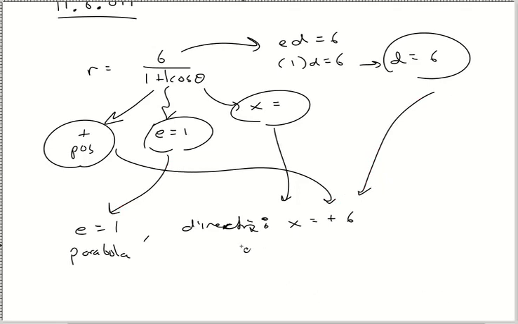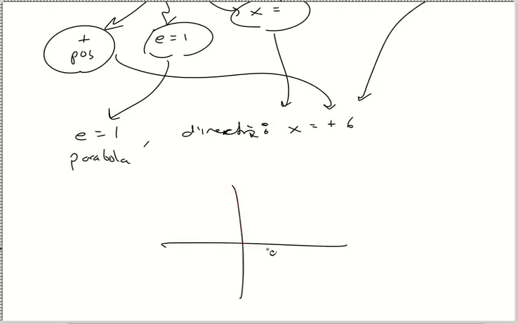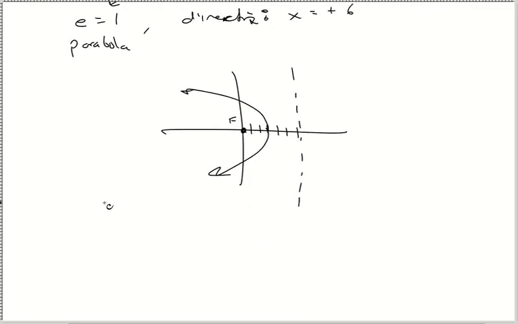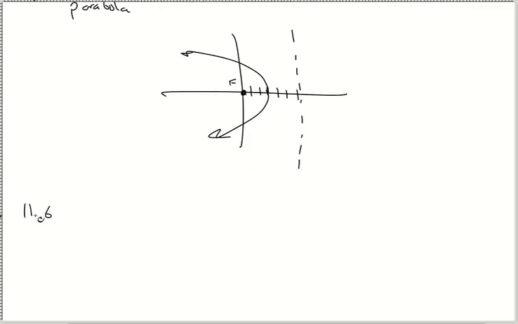Now I have everything I ever needed to graph this thing. 1, 2, 3, 4, 5, 6. There's my directrix. Always a focus right here. And so my center, I'm guessing, is at 3, and it does this because it's a parabola. Ta-da! Okay.